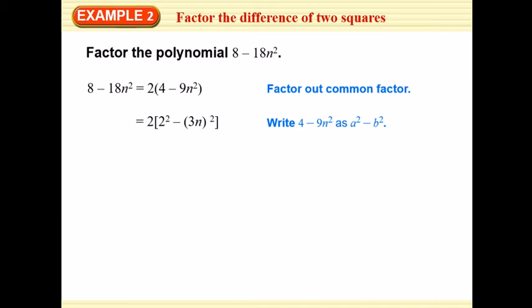Alright, so I rewrite that as a squared minus b squared, the difference of squares, 2 squared minus the quantity 3n squared. And then I rewrite it as the quantity 2 plus 3n times 2 minus 3n with a 2 out in front that I originally factored out. Alright, so that is fully factored.